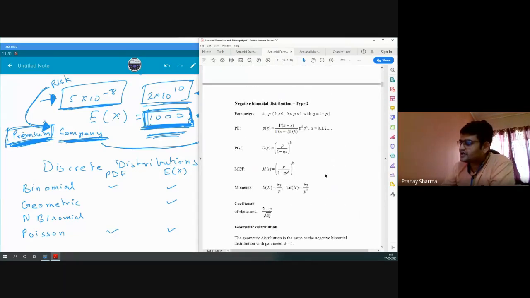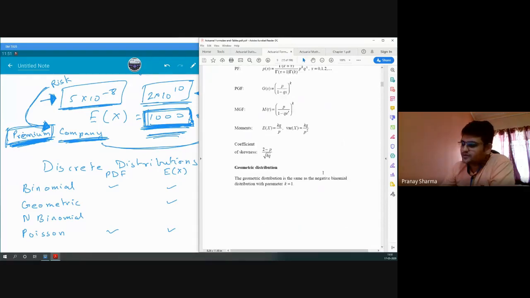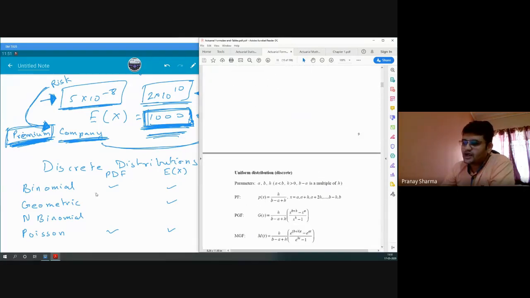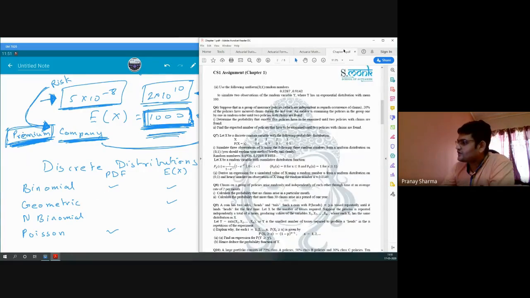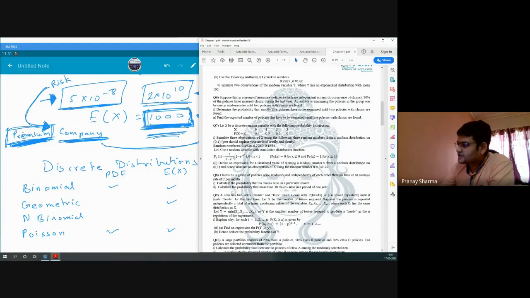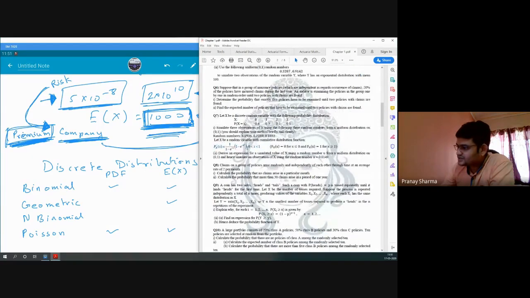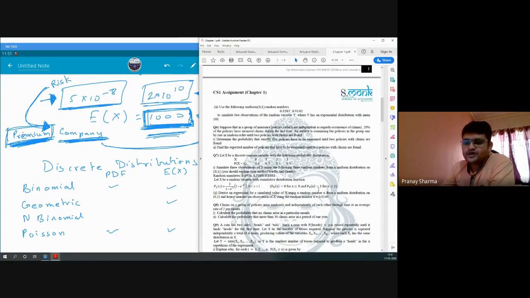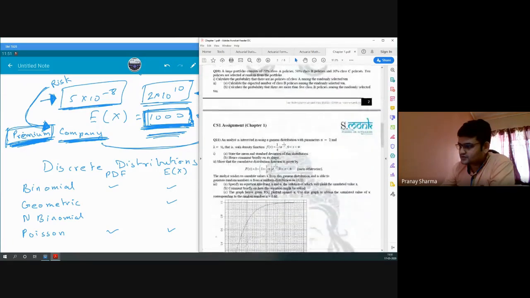Again, as I said, remembering PDFs is not that important. Remembering these values, or finding how we find expected value and variances, is not that important. What you will find is that they give us random distributions for which we have to find these particular types of values. So that is why we should remember the different methods that we have used.